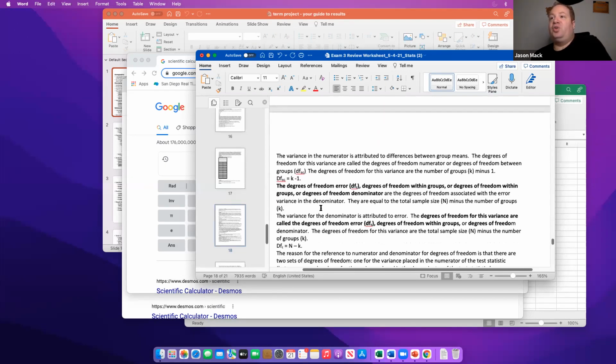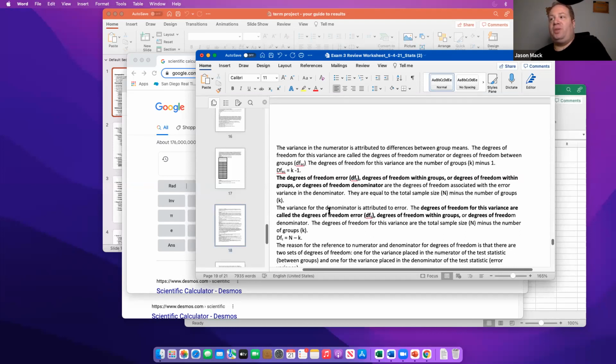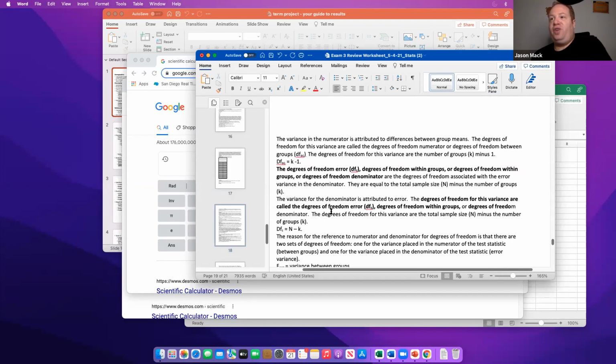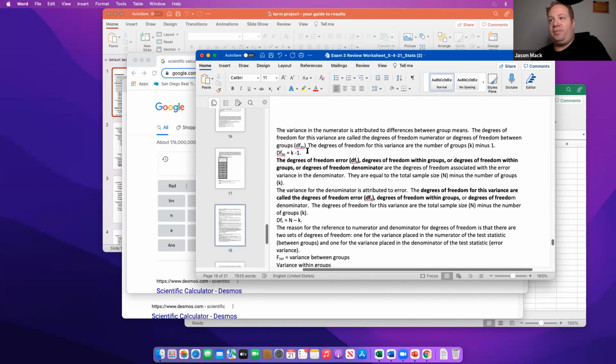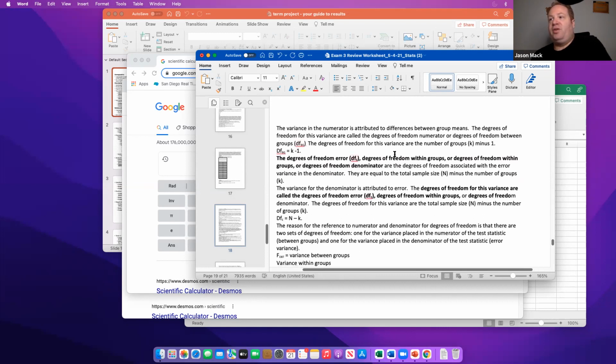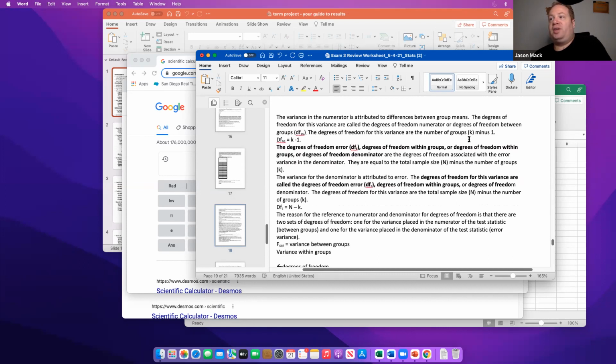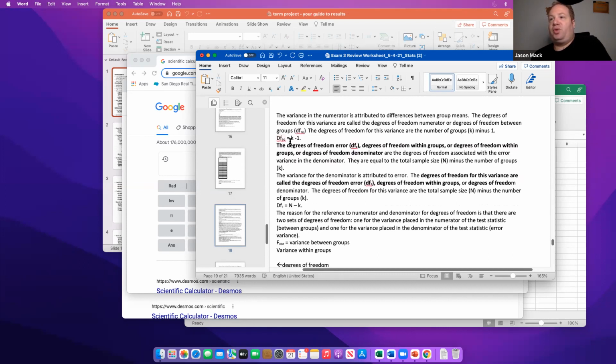The variance in the numerator is attributed to differences between group means. The degrees of freedom for this variance are called degrees of freedom numerator, or degrees of freedom between groups, df BG. For this variance, with the number of groups k, degrees of freedom between groups is equal to k minus 1.